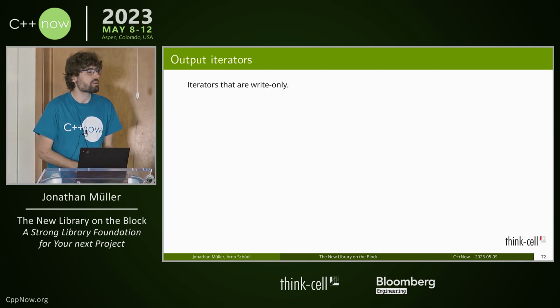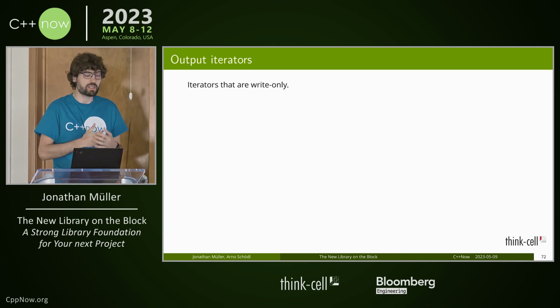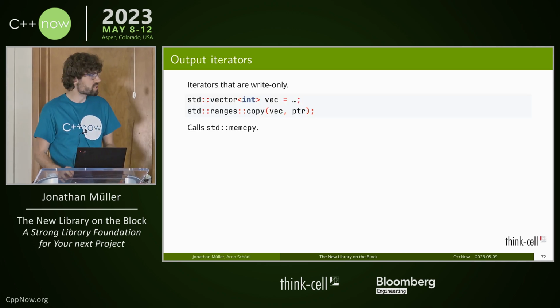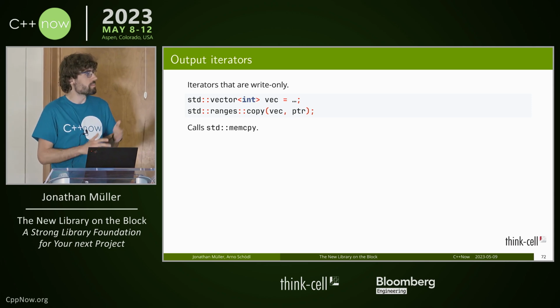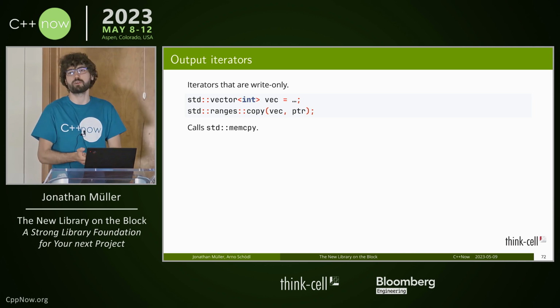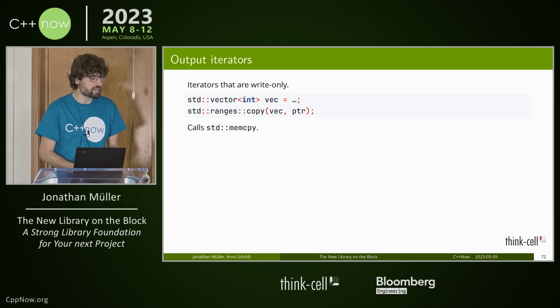Finally, the standard also has output iterators. Those are iterators that are write only. So for example, we can use it to copy. We have a vector and we want to copy it to some pointer. Since the vector is contiguous and we have a raw pointer, this can be nicely optimized. It calls memcopy, copies everything over as fast as possible.